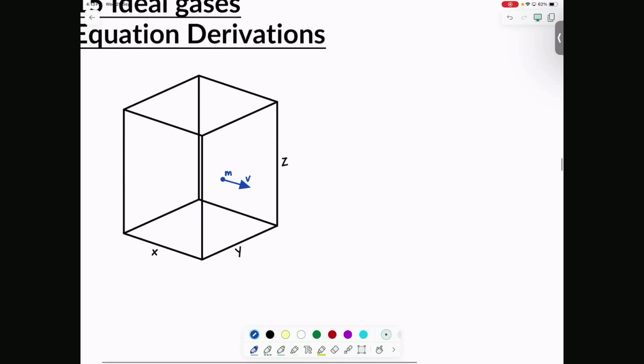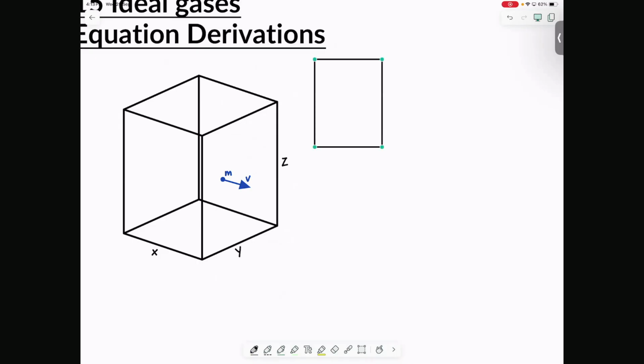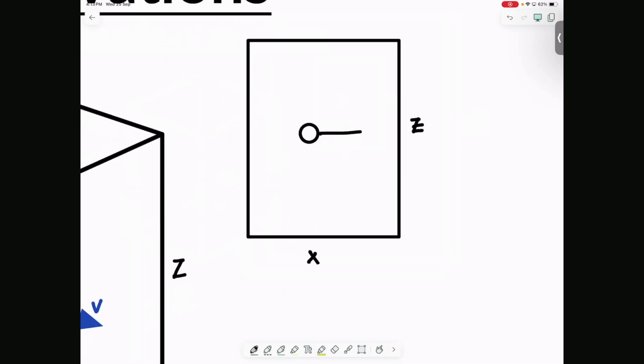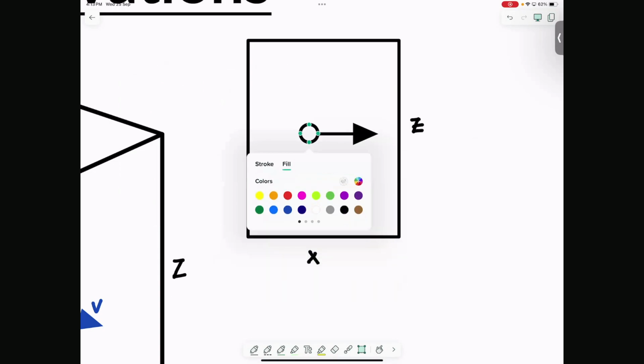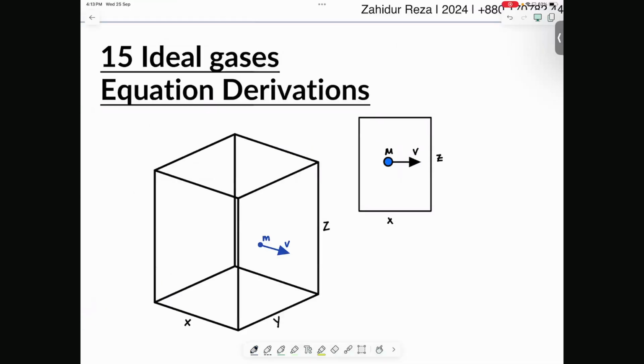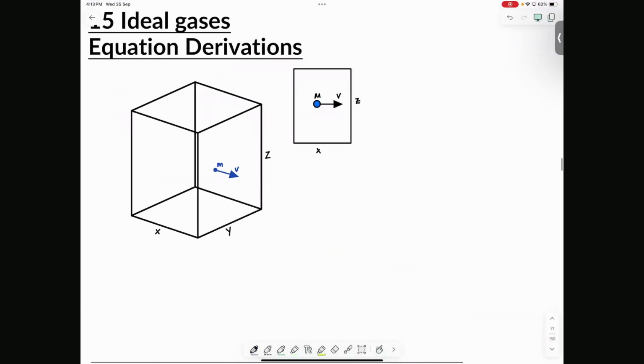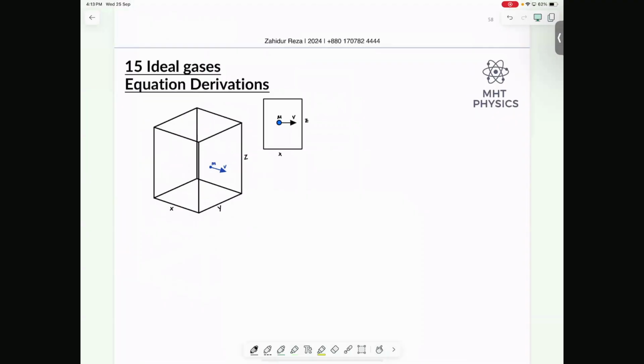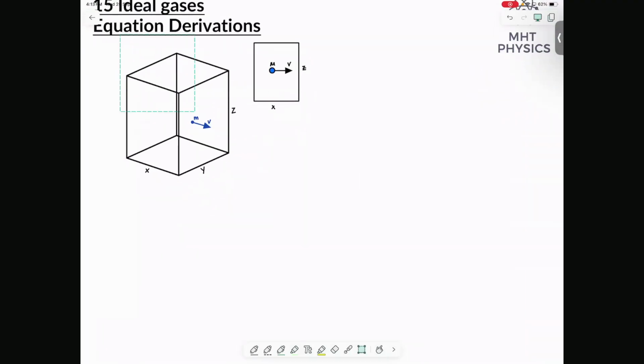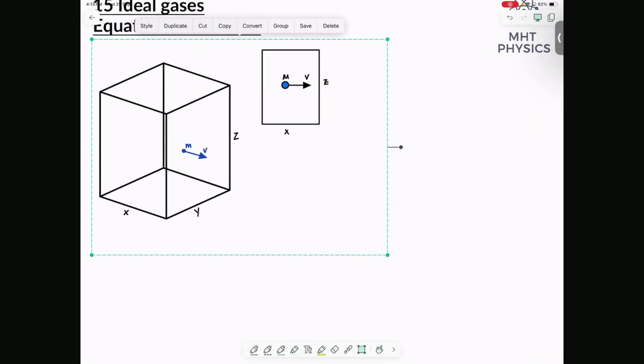Now, in three-dimensional space, it's difficult to visualize for some students, so we'll take the side view as well. We'll look from this side, where this is x, and this is z, and the particle is here. This view is very important because we'll be doing some math based on it. The particle you see here has mass m and velocity v. So far, I hope you're clear. I'm just setting the premise here. So this is what we have going on right now.